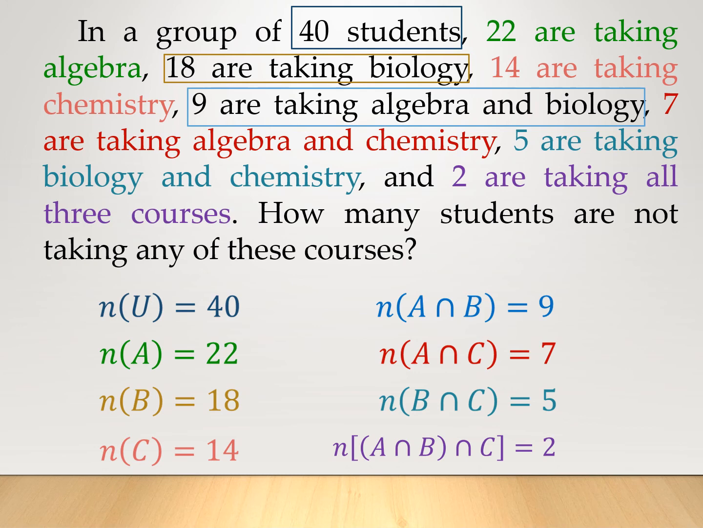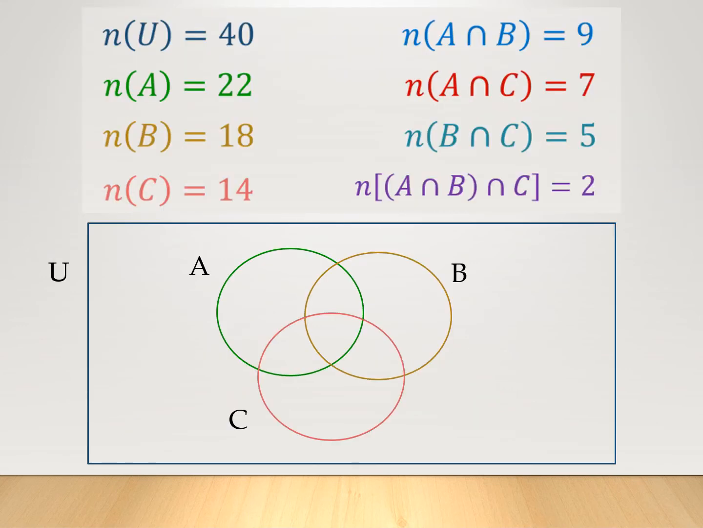So how many students are not taking any of these courses? The Venn diagram will help us to solve so. We are going to use the Venn diagram to solve for the number of students who are not taking any of these courses. First, we position our 2 at the middle because it is the intersection of A and B as well as C.